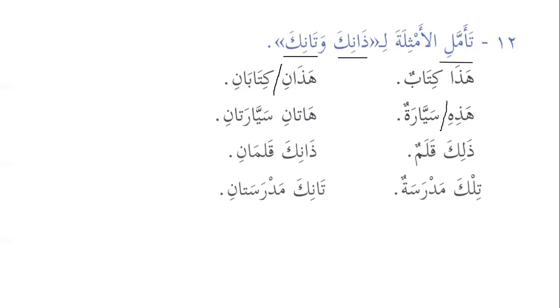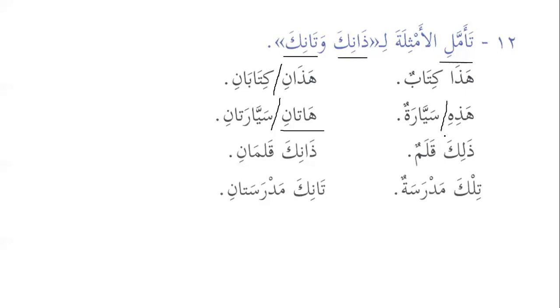Hadihi siyaratun, this is a car, mubtada and khabar, and if we want to say these are two cars, it will be hatani siyaratani, these are two cars. So hada for masculine singular, lil qarib, something that is nearby. Hadani for dual, for two things that are nearby. Hadihi for singular feminine, and then we have hatani for the dual feminine, lil qarib, that are nearby.